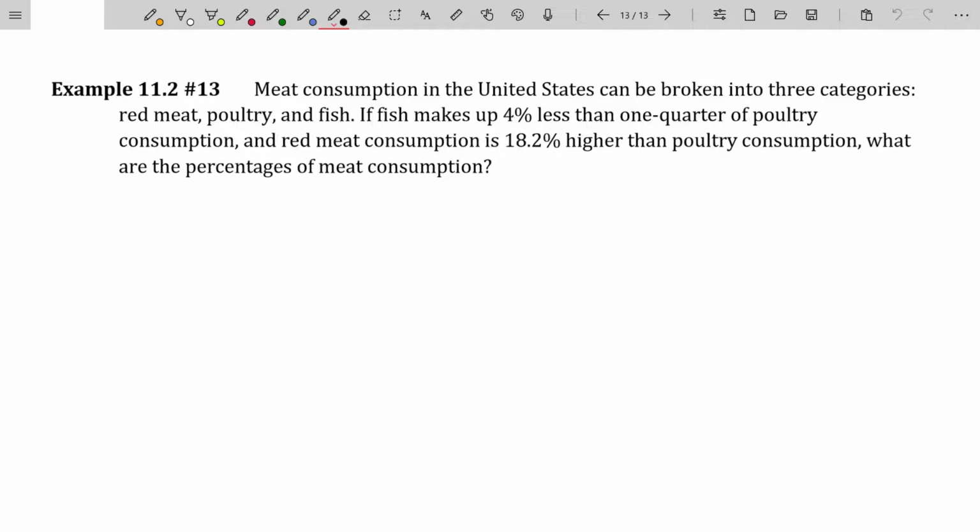So that's kind of telling us what our variables might be. Let's see, if fish makes up 4% less than 1/4 of poultry consumption, and red meat consumption is 18.2% higher than poultry consumption, what are the percentages of meat consumption? It's kind of a weird setup. So let's walk ourselves through this.